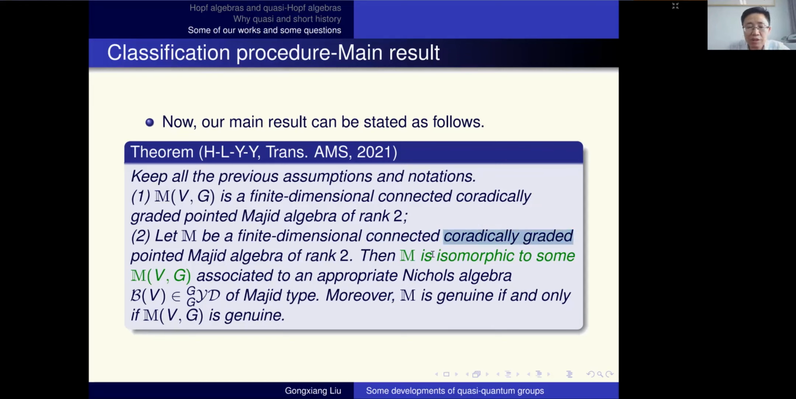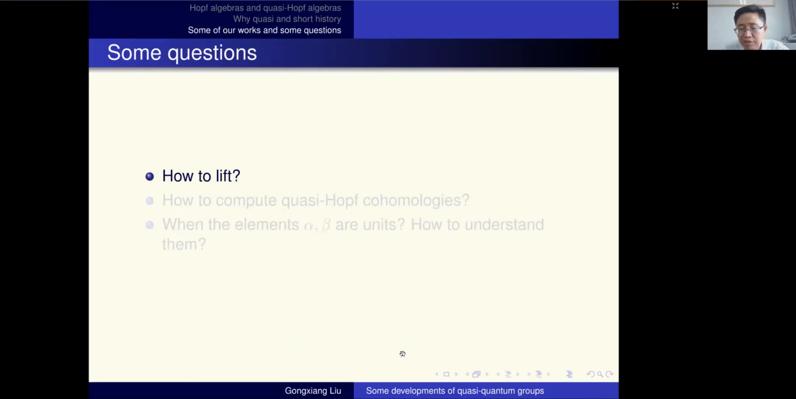Okay, so this leaves us a very, very big problem: how to lift our classification to the ungraded case.